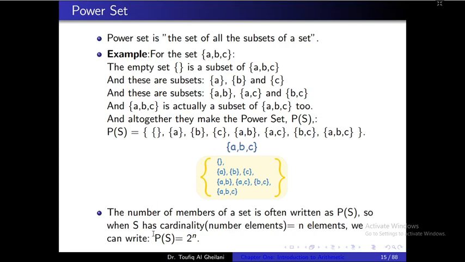The number of members of the power set is often written as |P(S)|. So when S has cardinality, number of elements, equal to n, we write |P(S)| equal to 2 exponent n. For example, here how many elements? Here 1, 2, 3. So 2 exponent 3 is equal to 8. Why? 2 times 2 times 2, so it's 8. So how many elements do we have? 8: 1, 2, 3, 4, 5, 6, 7, 8.